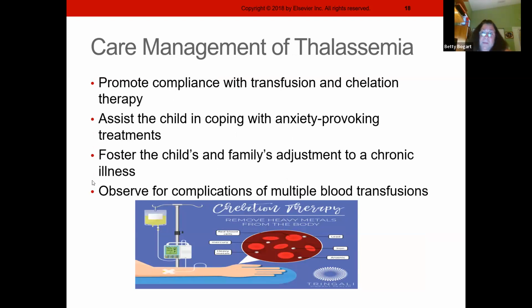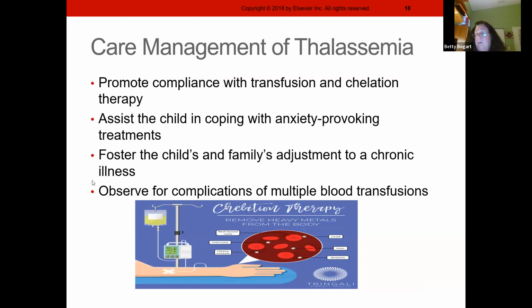So how do we manage thalassemia? Well, they have to have their transfusions. That's not a cure, it's maintaining life. So these children will always be coming in, always need to sit down, always get their transfusions, whether it's once a week or once a month, it depends on the child. There's no set date or time, okay?